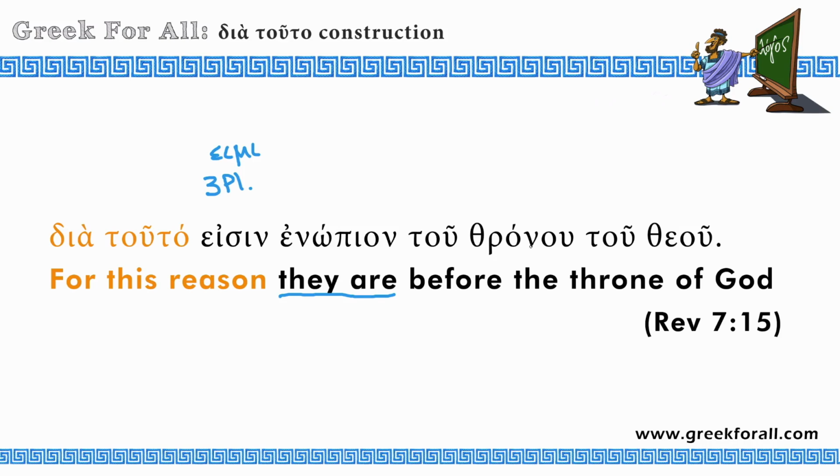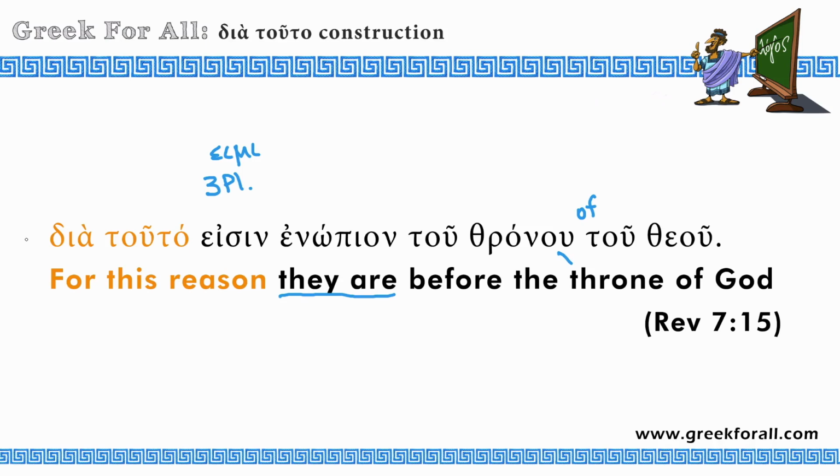Thronos is a very good noun to learn because it sounds very similar to its equivalent in English, a throne. So thronos and the throne, very easy to learn. So before the throne, and then another genitive, tou theou, of God. So because of this they are before the throne of God. So very simple text. So for which reason are they here?